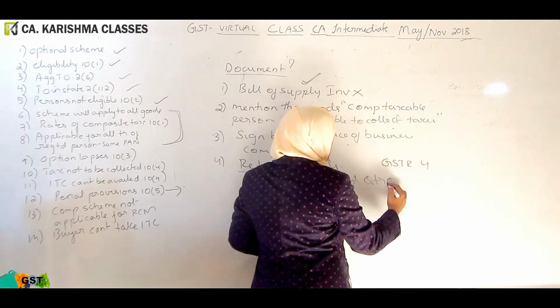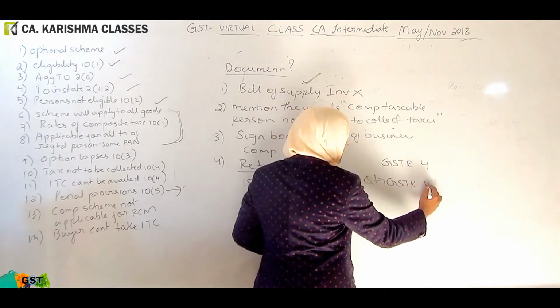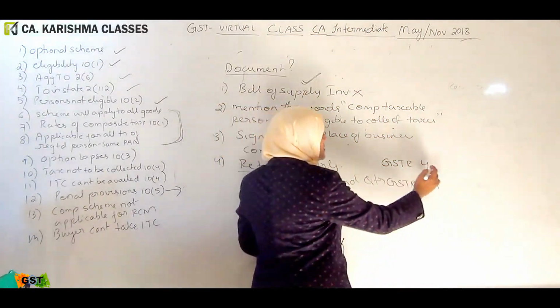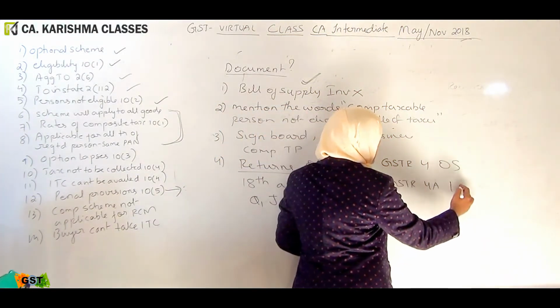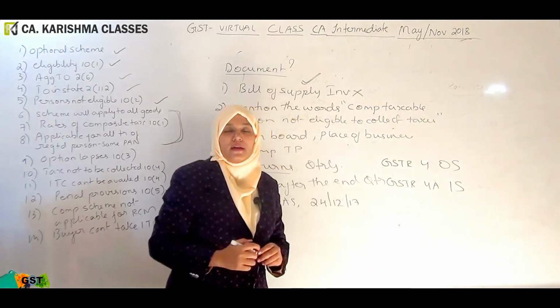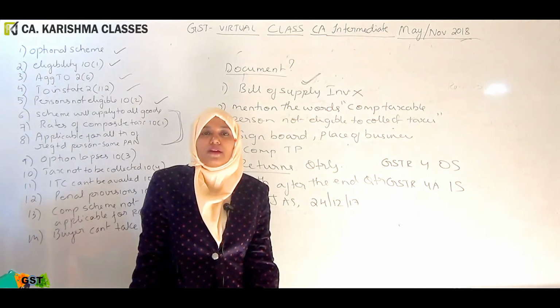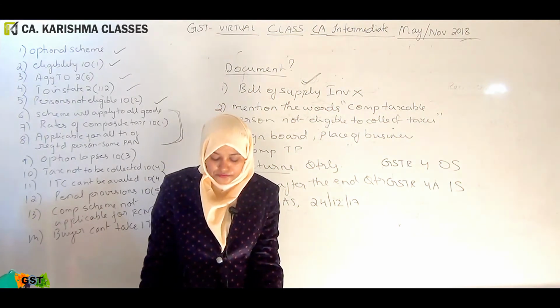GSTR 4 and GSTR 4A. These are the returns that we have to give. Okay, 4 is for outward supply, 4A is for inward supply. For your outward supply, you have to give 4, and for your inward supply, you have to give 4A.